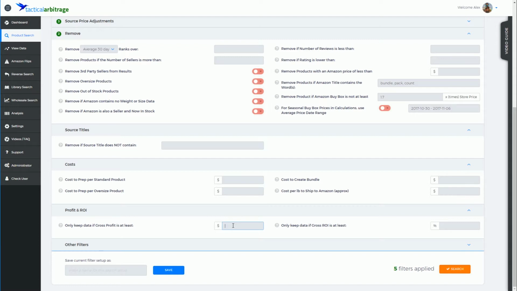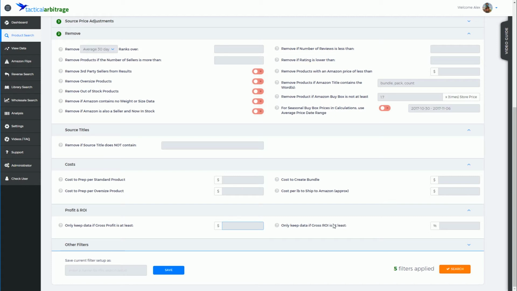So in short, it's only keep data if gross profit is at least a certain amount of dollars, if you use it cautiously. The same can be said for only keep data if gross return on investment is at least a certain percentage. I like to keep this super low myself.